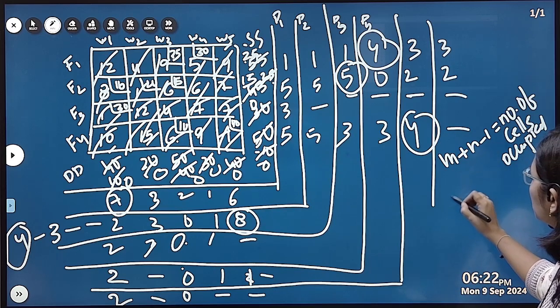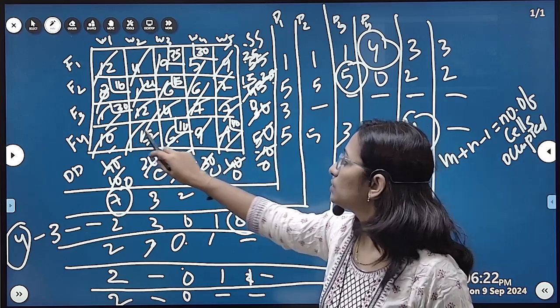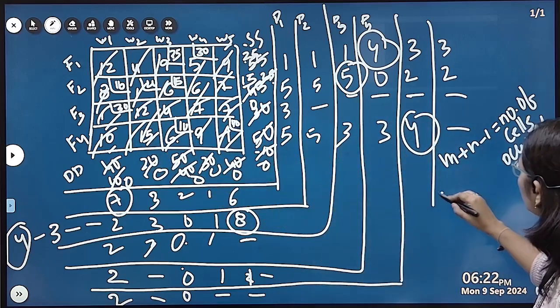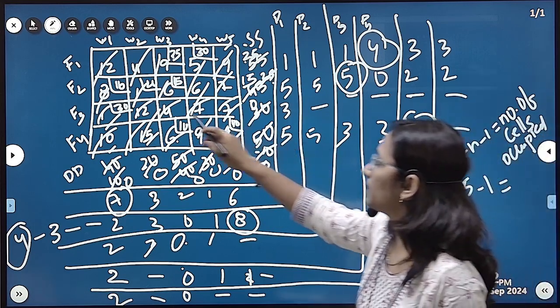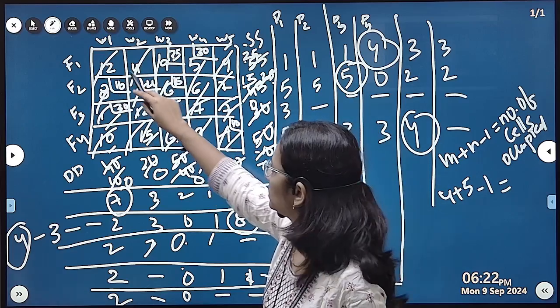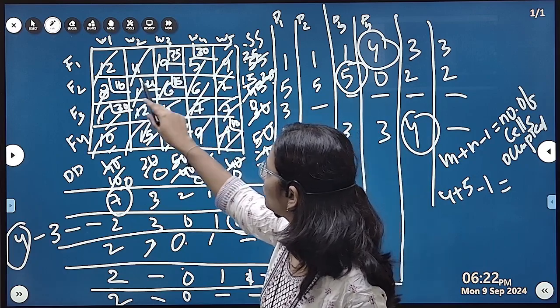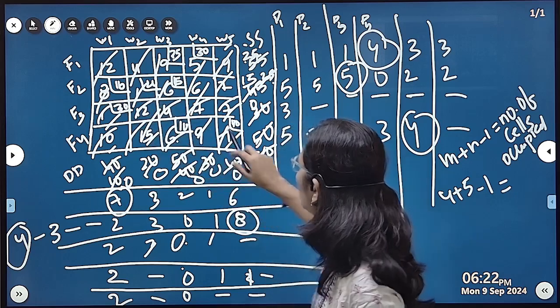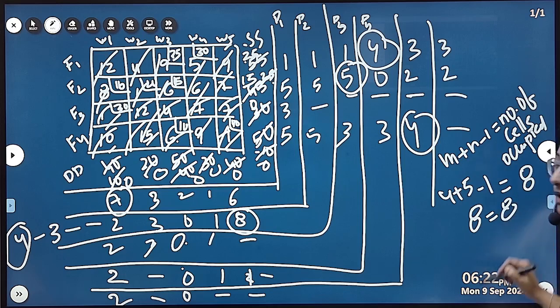So m plus n minus 1, meaning rows plus columns. How many rows are there? 1 2 3 4, and 1 2 3 4 5 columns. 4 plus 5 minus 1 is equal to the number of cells occupied. These are the cells occupied, these are the cells not occupied, and these are the cells occupied. Okay, 1 2 3 4 5 and 6 7 8. So 8 we got. So 4 plus 5 minus 1 is 8. So 8 is equal to 8. So this is the feasible solution now.